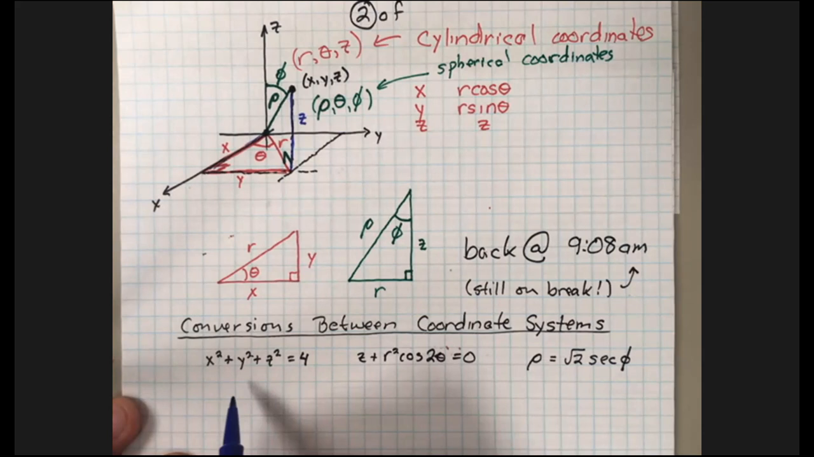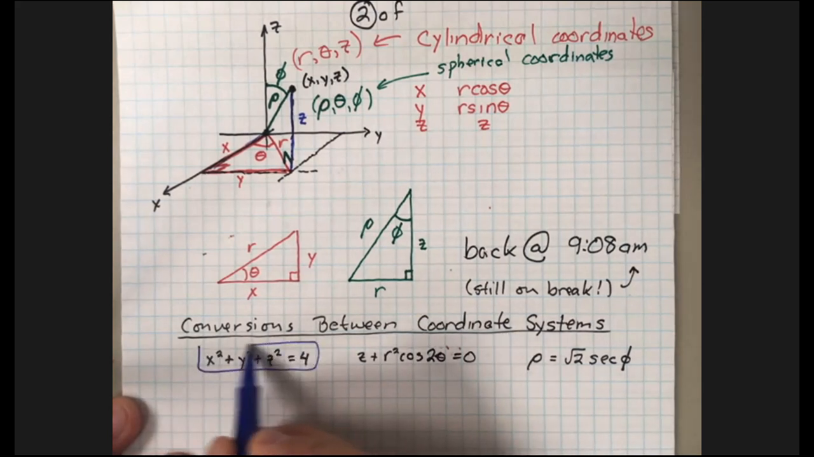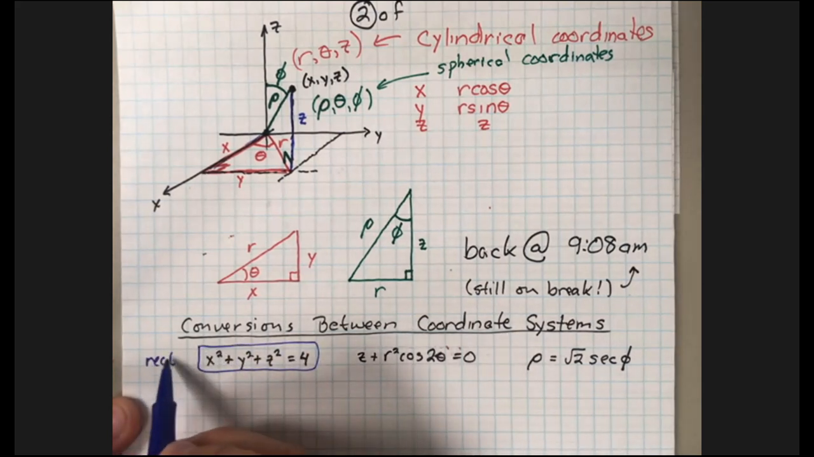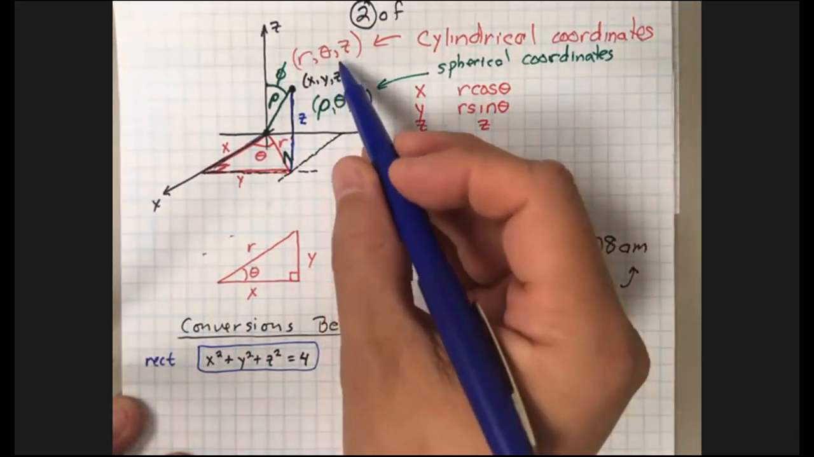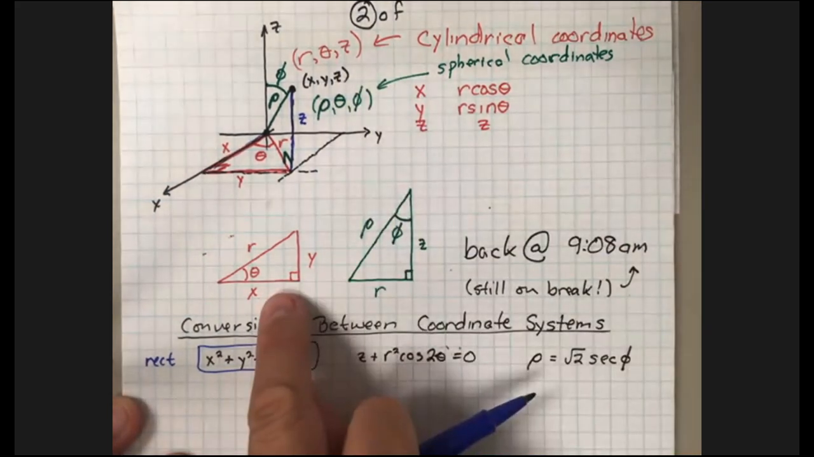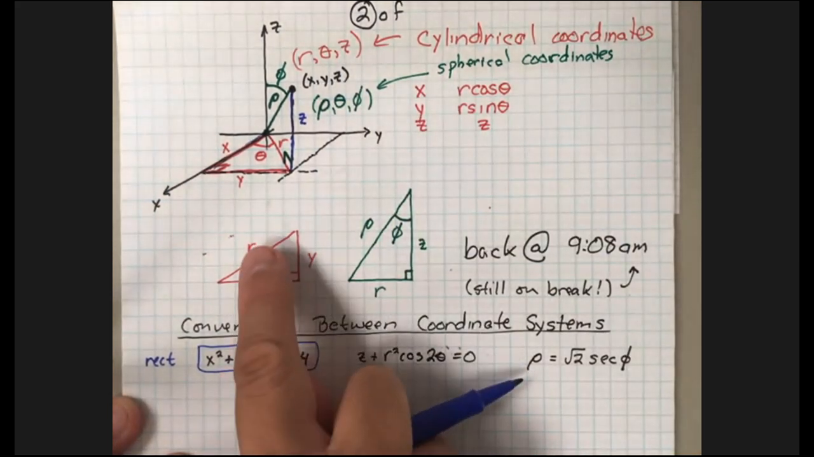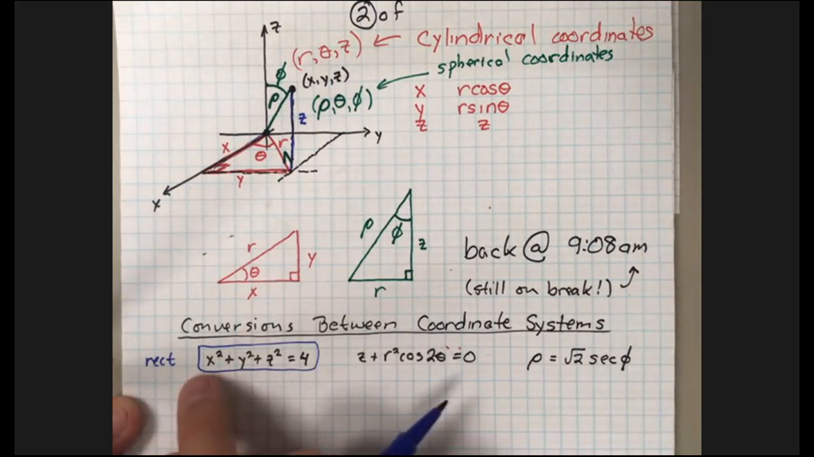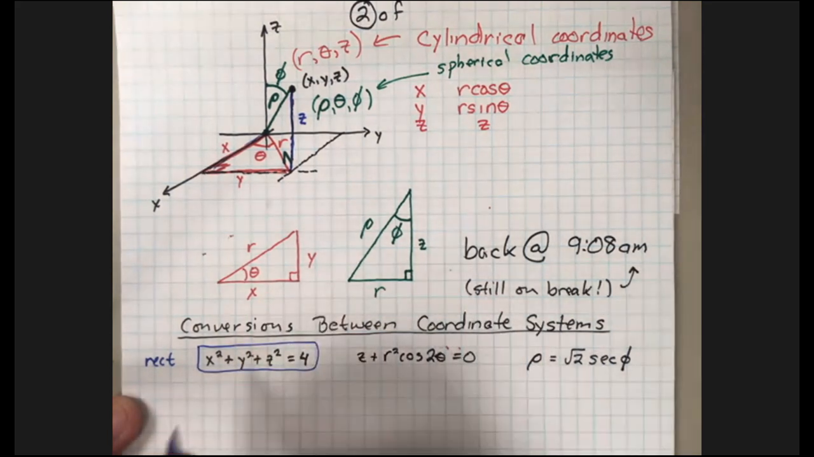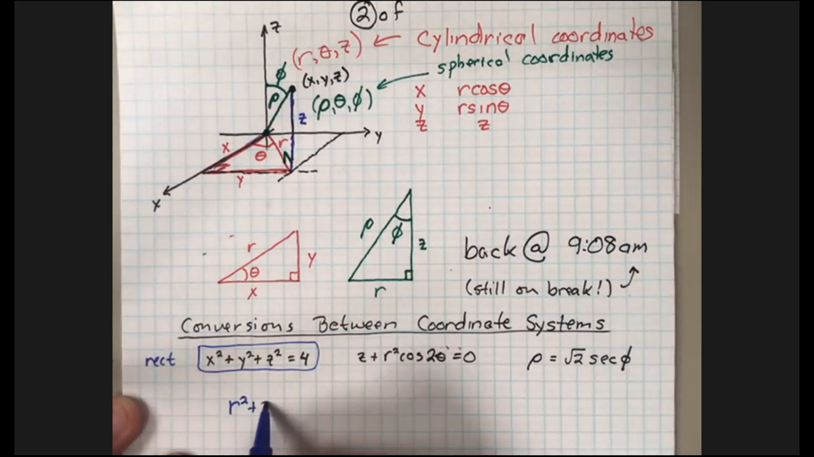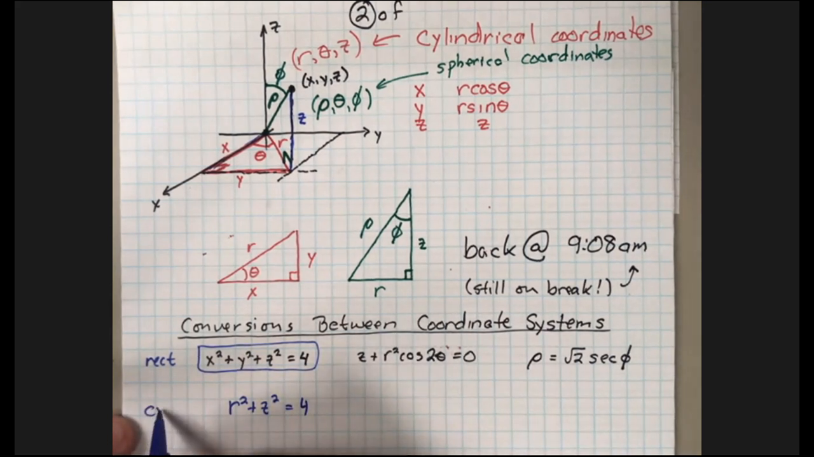So for example, this is clearly rectangular coordinates because it uses x, y, and z. So let's travel through the rectangular coordinates to the cylindrical coordinates through this triangle, because this triangle relates x, y, r, and theta. It'll eliminate the x and y. But you know that x squared plus y squared is the same as r squared from this triangle. And now r squared plus z squared equals 4 is in cylindrical coordinates.